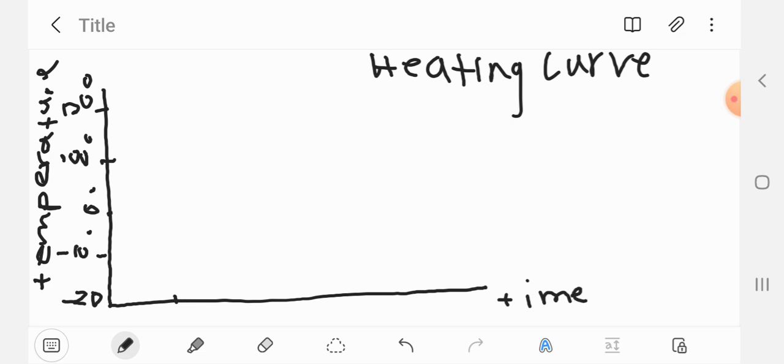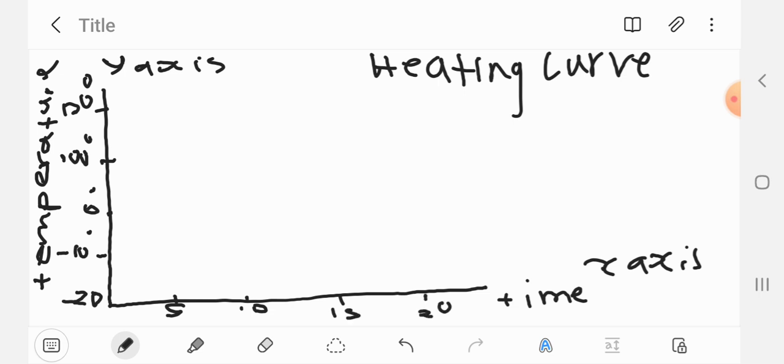In the x-axis, and this one is the y-axis, here we'll have 5 minutes, 10 minutes, 15 and 20 minutes. This is 0 minutes. Where are we starting? We're starting at solid. So here we're starting at solid from 0 until 5.